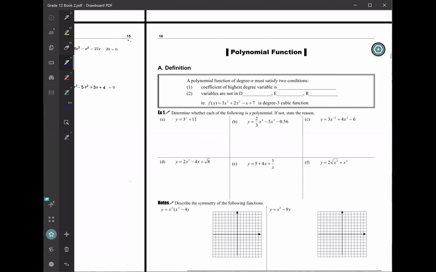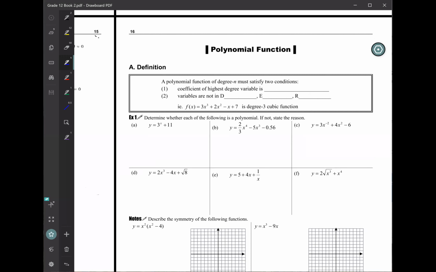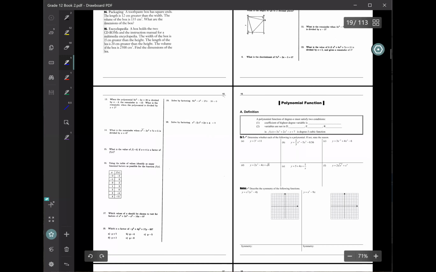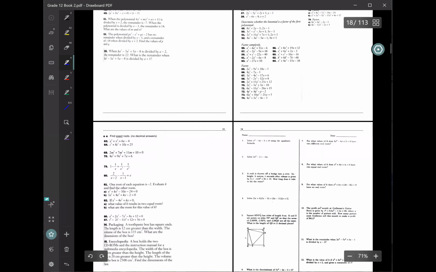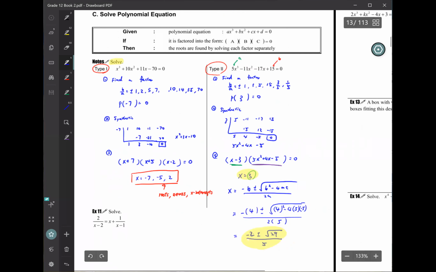So now please turn to page 16. This one is called polynomial function, okay? So just quickly recap what we did before. It was polynomial equations, right?